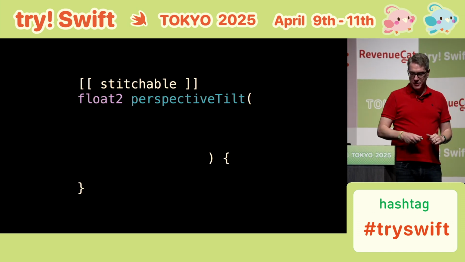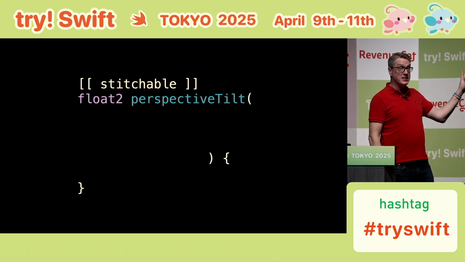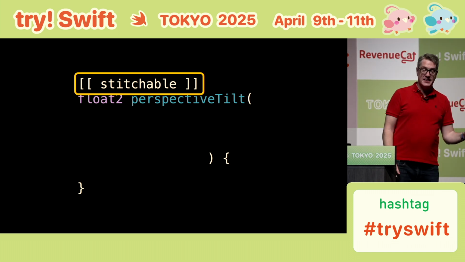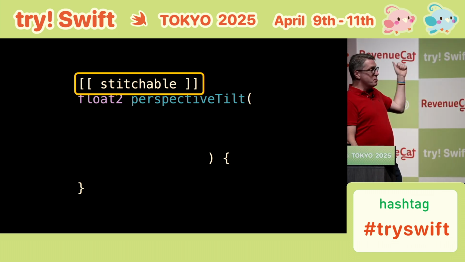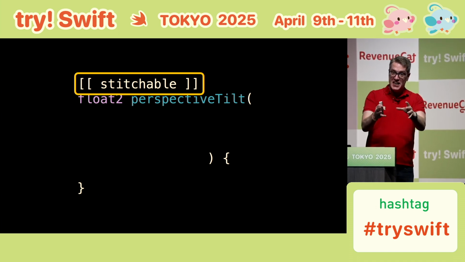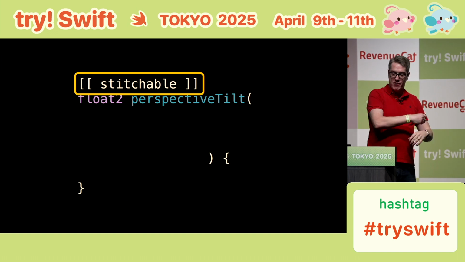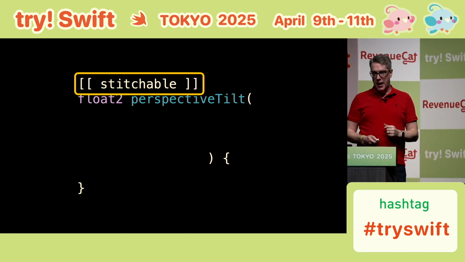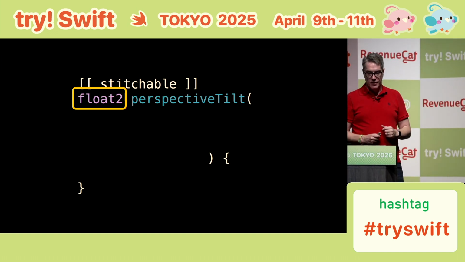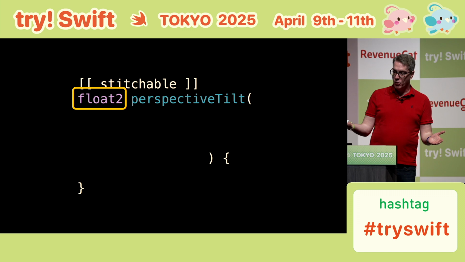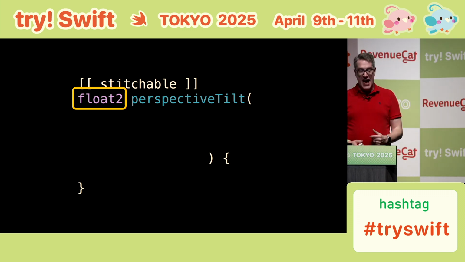Here's some Metal code for you. We'll start with just the function signature. This stitchable part here means Metal can combine this shader with other shaders it runs as part of a larger SwiftUI rendering pipeline. It'll return a float2, which contains x and y coordinates. We have to tell SwiftUI where to move every pixel.